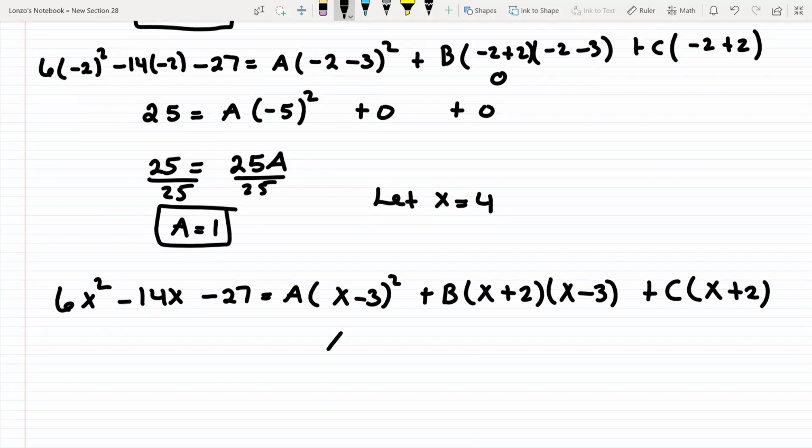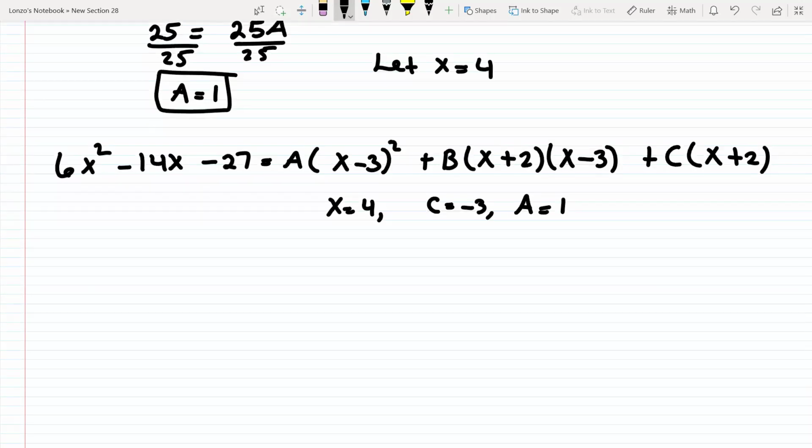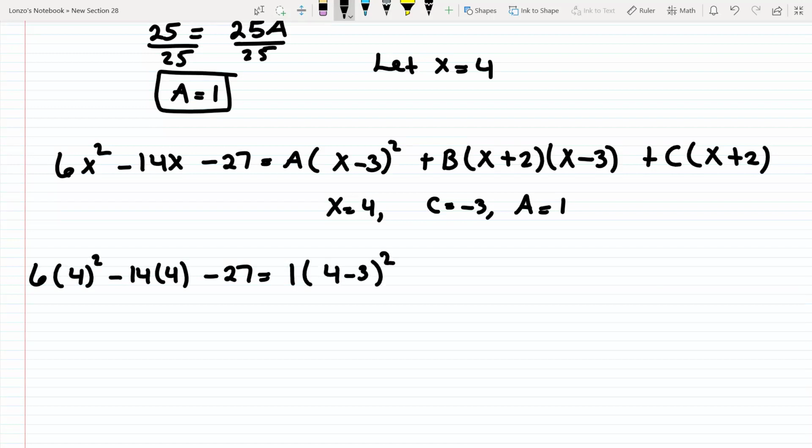So we know that we're going to set x equals +4, and we know that c equals -3, and we also know that a equals +1. Okay, so let's plug in our x value. So a is 1, so it's 1, and then x is 4, so it's 4 minus 3 squared. X is 4 plus 2. C is -3, and then x is 4 plus 2.